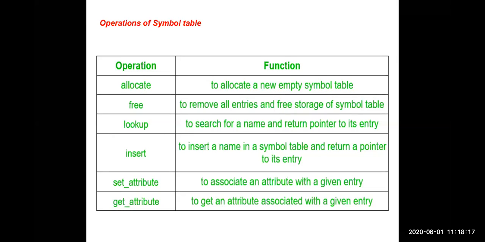Next, free method, free operation. The free method is used to remove all the entries of the symbol table. To make the symbol table empty again, to remove all the data from the symbol table, you will use free. What does lookup mean? Search method. The lookup operation is used to search for an entry, to find whether an identifier is present or not. That is our search operation. Normally we call it search operation, but here the name is the lookup operation.